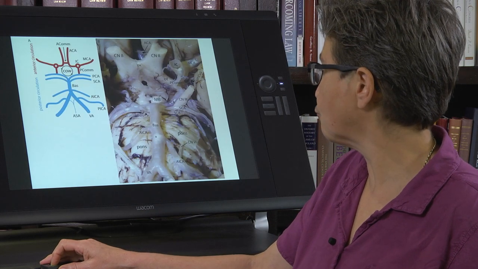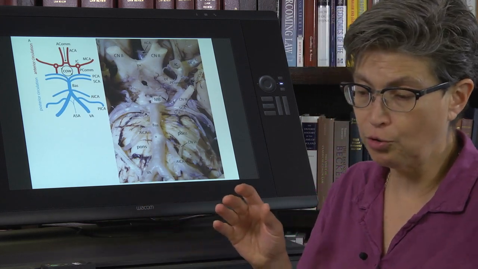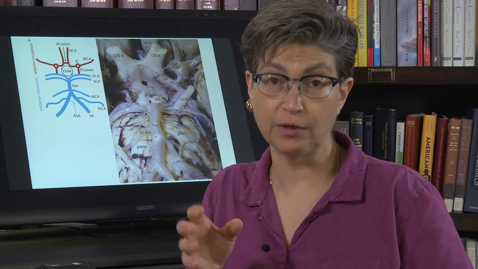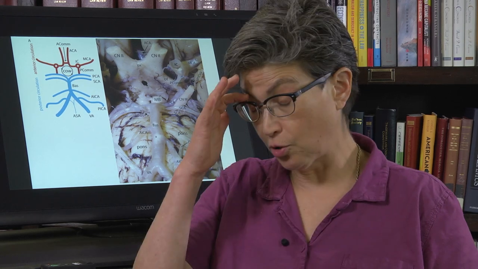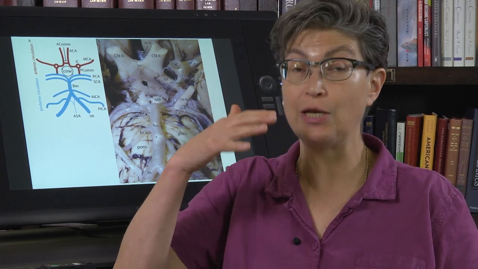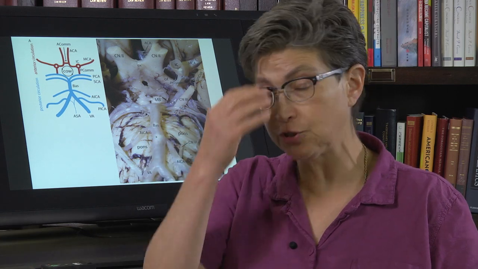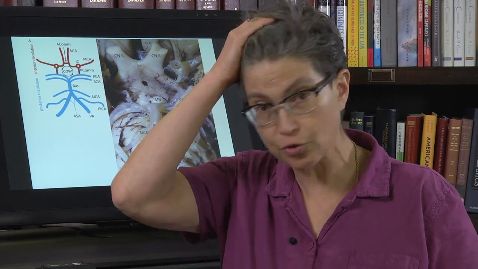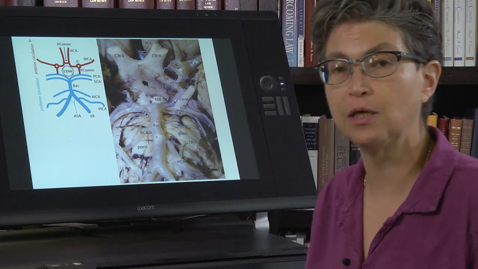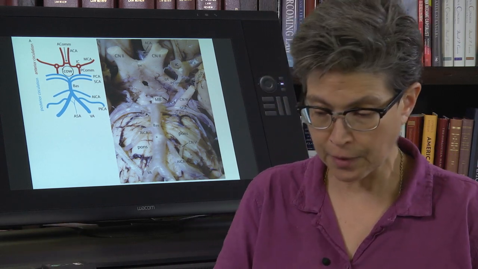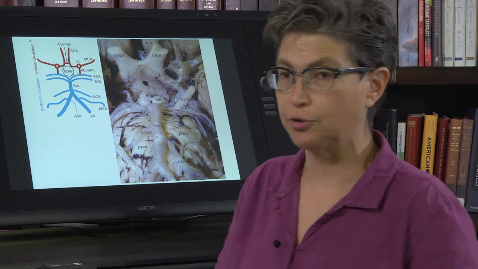So let's go through. We're going to learn the critical blood vessels. These are blood vessels that you have to know, even if you're not going to become a neurologist or a radiologist or a neuroradiologist or a neurosurgeon. You have to know these just to pass the boards. I think it's an important piece of neurobiology to learn.